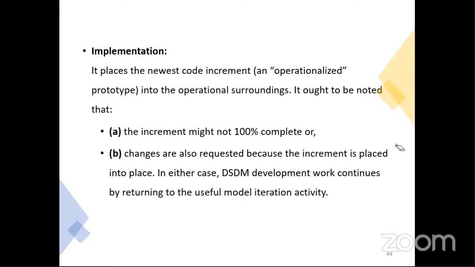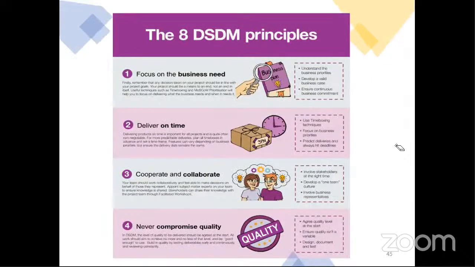It is a rare case where the project uses only the DSDM methodology, but in some cases the DSDM methodology is combined with the XP model and is used as a solution for the project. There are different DSDM principles. First is to focus on a business need. Business need is nothing but what my business plan is. Understand the business priorities, develop a valid business case, and ensure continuous business commitment is the first DSDM principle.